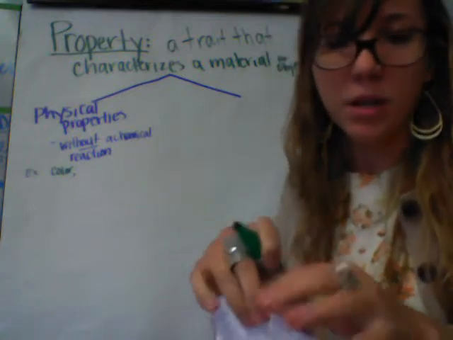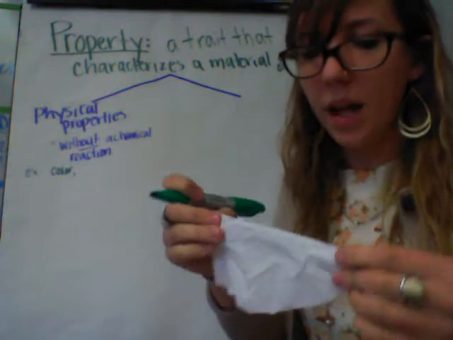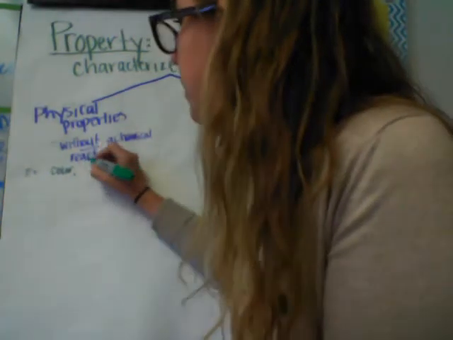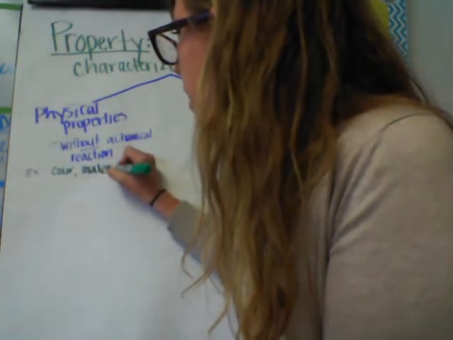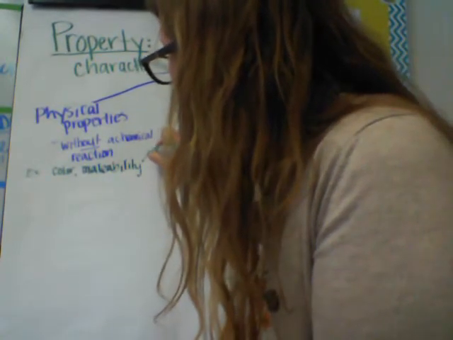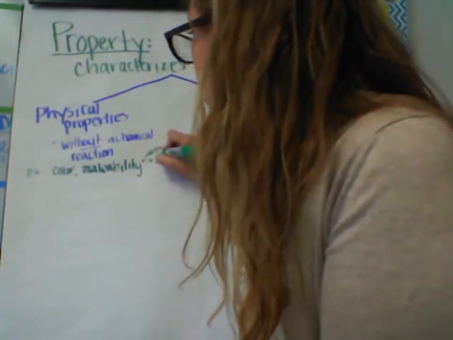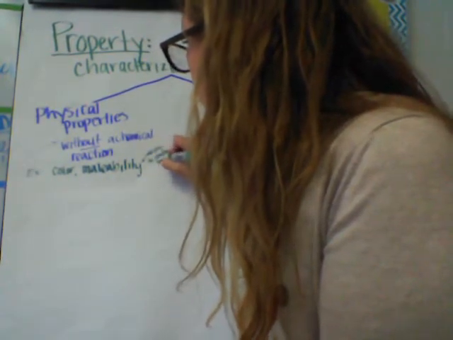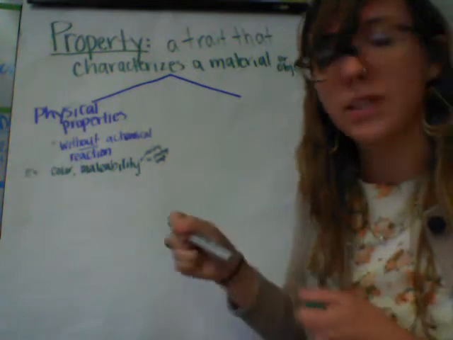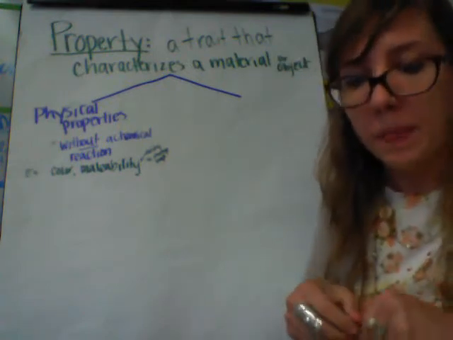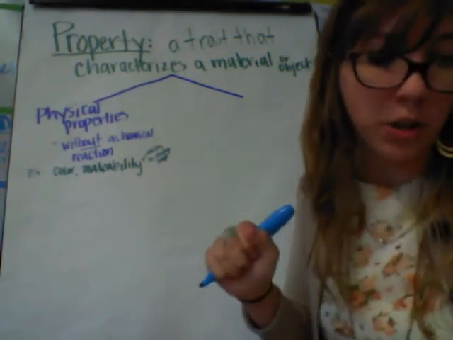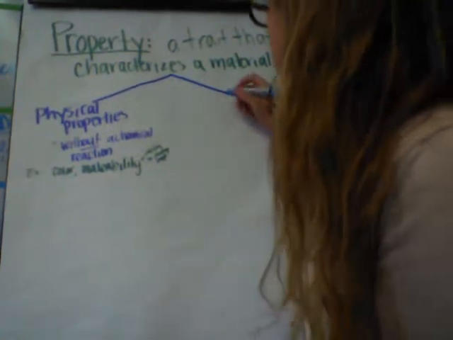The ability for it to be ripped, folded. I can change the shape of it, that kind of a thing. We're going to call that malleability, and that's the ability to change shape. But there's lots of different physical properties that you guys are going to explore in Lab 14. Then we also have chemical properties. Now, chemical properties can only be determined by adding another chemical to see if there's a reaction.